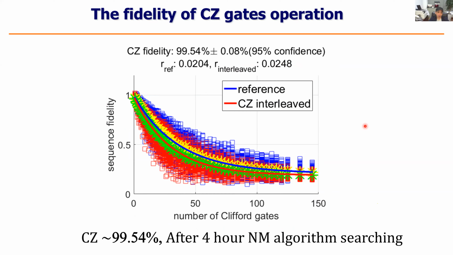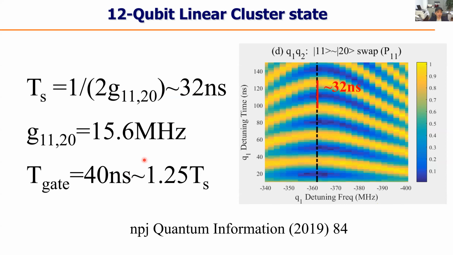Until now, for the 2 qubit gate, we can have 99.5% fidelity, which is still a high number. And the most important thing is the duration of the gate is close to the ideal case. Here, the TS is the ideal case. Our gate time is only 1.25 times the ideal case. Before this result, I think the best result was about 1.7.